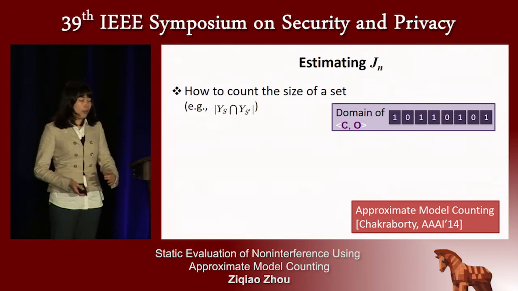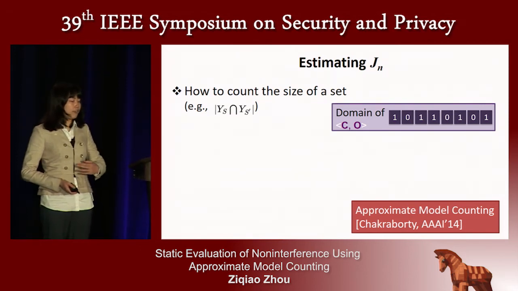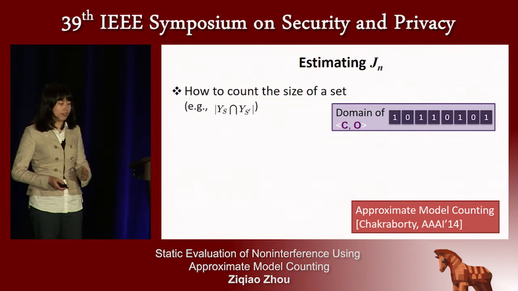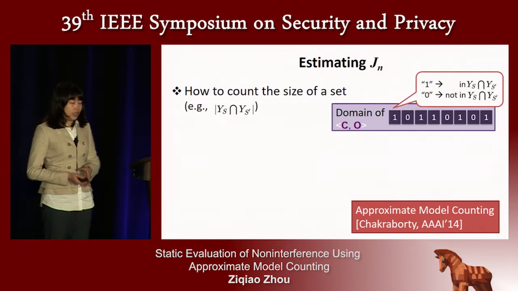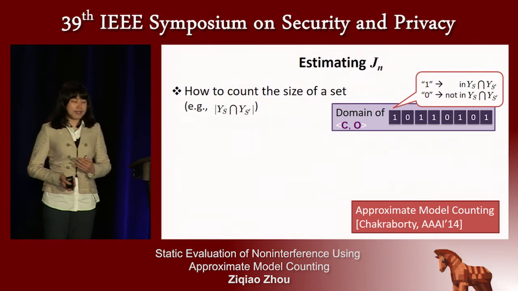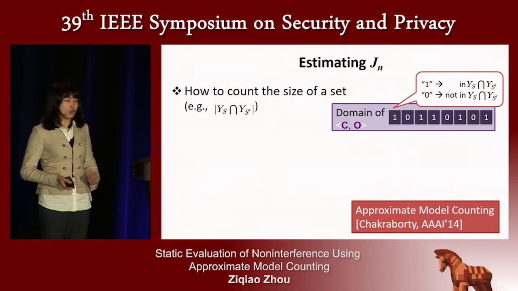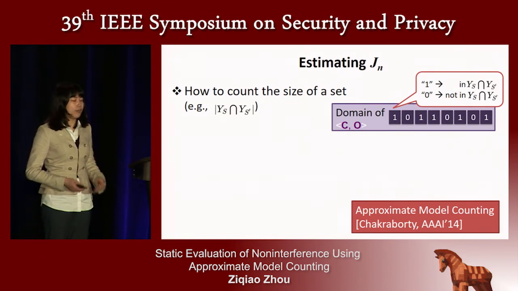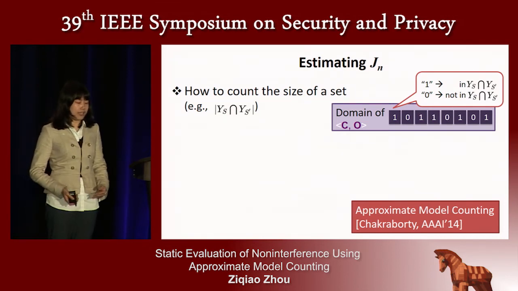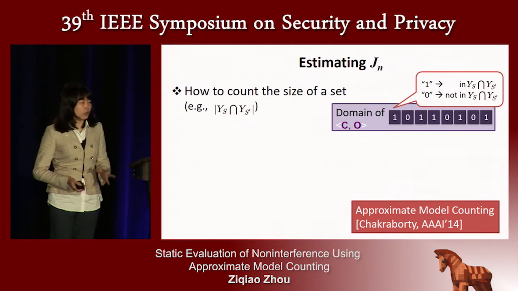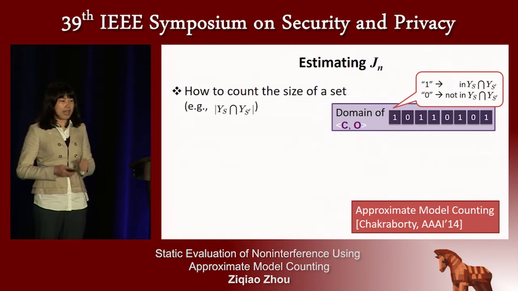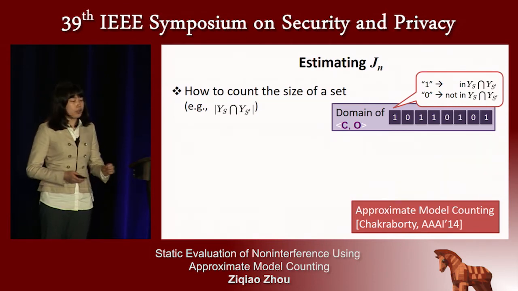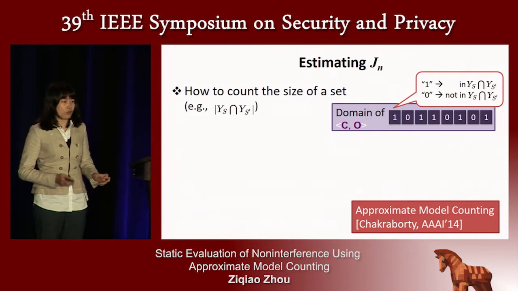So the purple block here represents the domain for the attacker's view, which is composed of the attacker-controlled variable and attacker-observable variable. The block labeled with 1 represents the solutions that belong to the conjunction set, while the block labeled with 0 represents the solutions outside of the conjunction set. So the task here is to calculate how many blocks are labeled with 1 here. If you enumerate all of them one by one, it should be expensive.